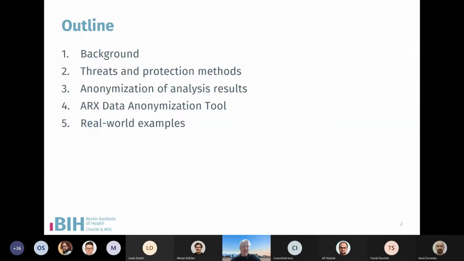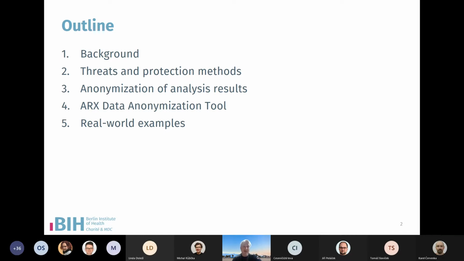So I will basically cover 5 different topics. I will first start to tell you a little bit about the background of data anonymization. There will also be some legal aspects involved, as data anonymization is a topic, and from my perspective, on the intersection of law and technology.